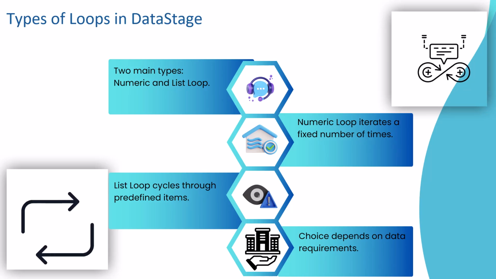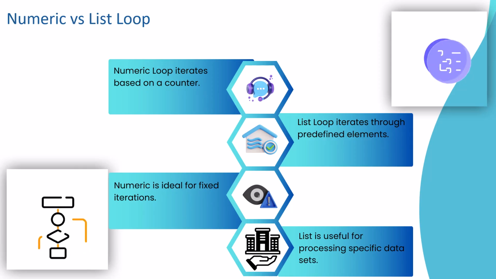Time to classify loops. Numeric loop sticks to counting, like an obedient gym-goer doing exact reps. List loop is more adventurous, looping through a predefined set of items. Choosing the right one depends on your needs. Do you want a disciplined routine or a curated selection? Both have their place. Let's compare these two.